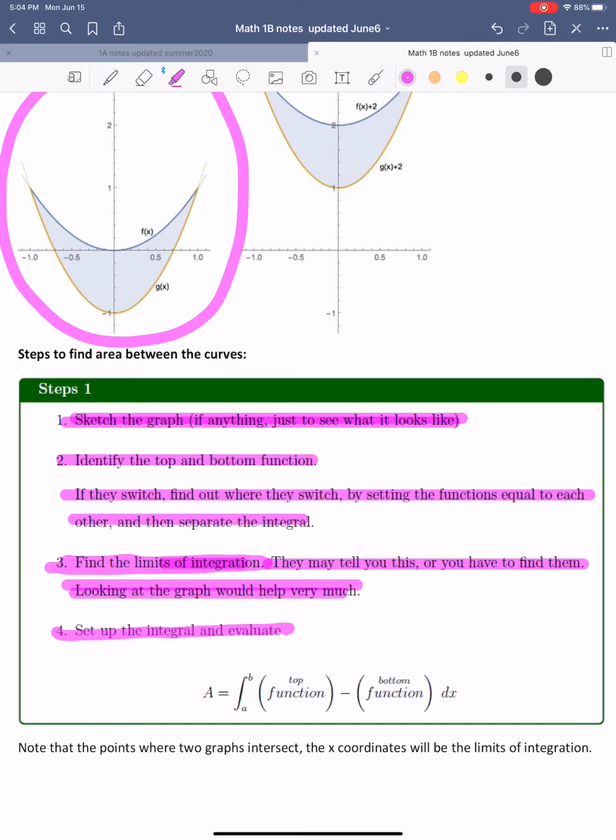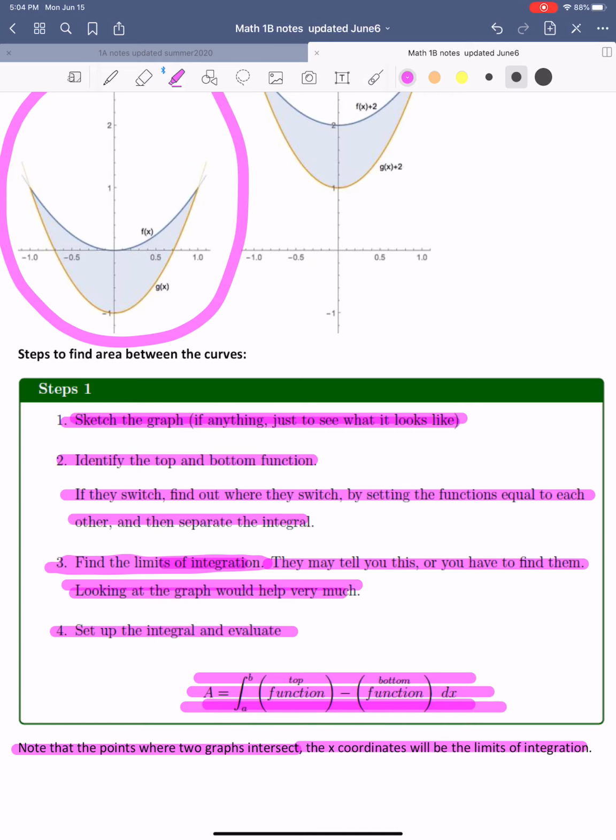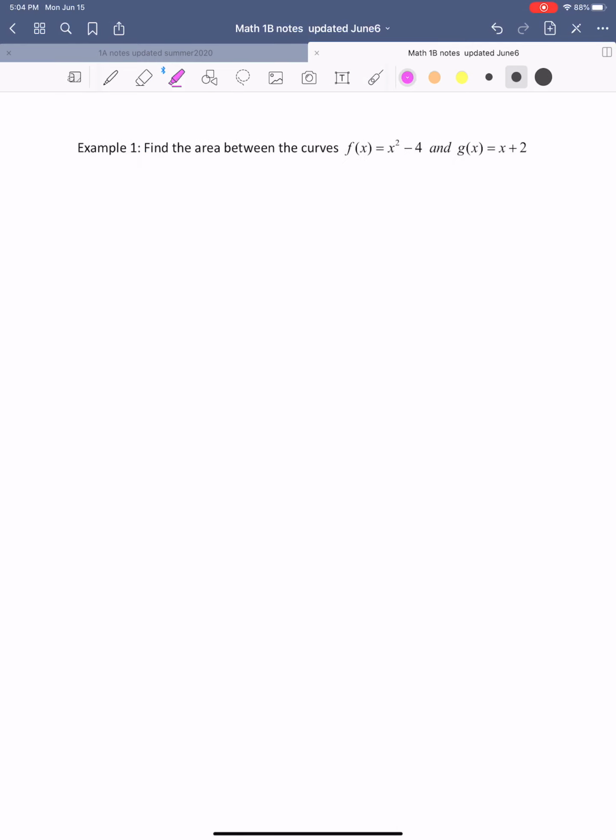Okay, so set up the integral and evaluate. Here is the formula we should keep in mind. Top function minus the bottom function dx, integral from a to b. The point where two graphs intersect, the x coordinates will be the limits of integration. We are first considering the y as a function of x case.